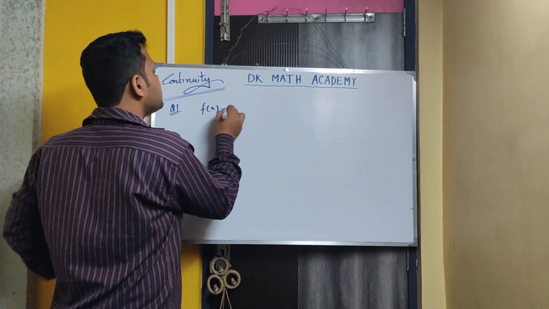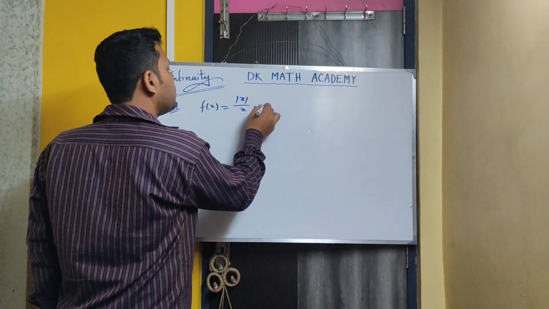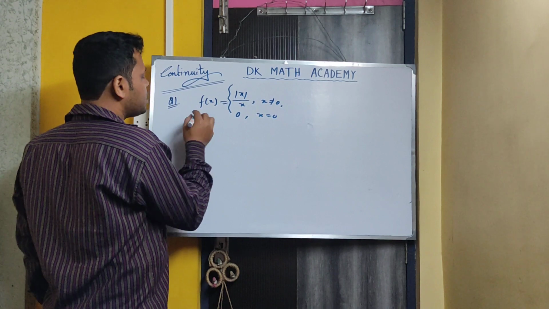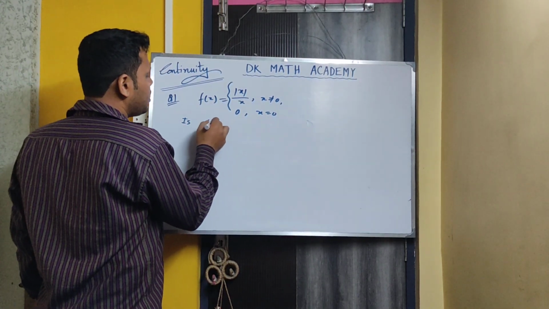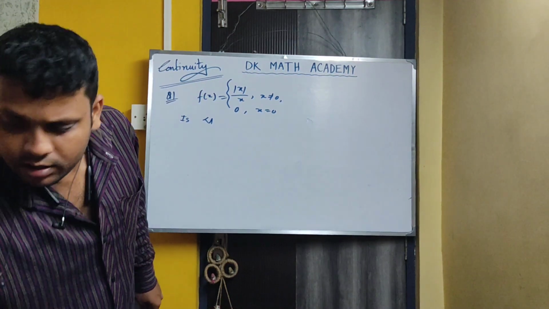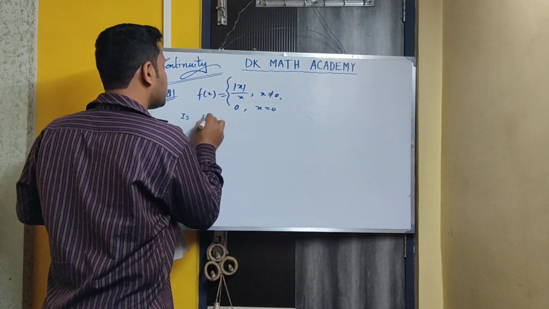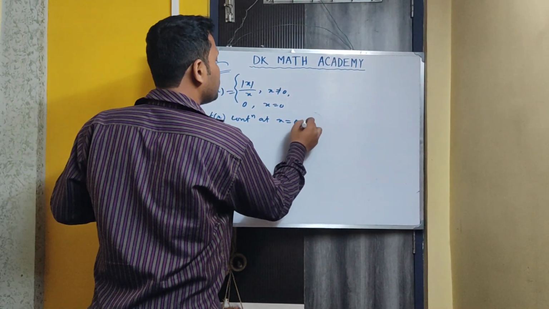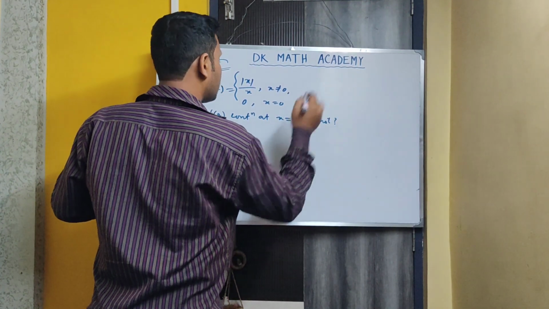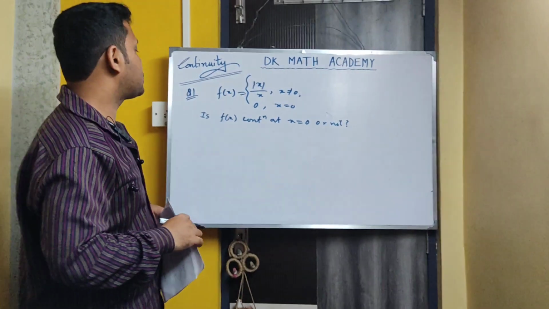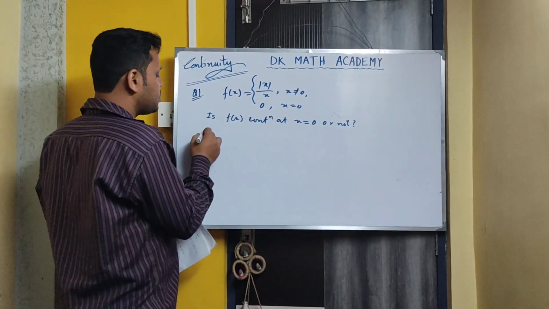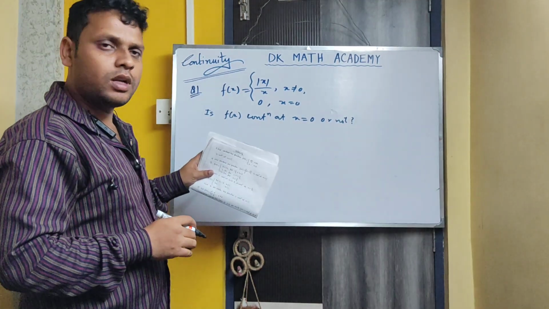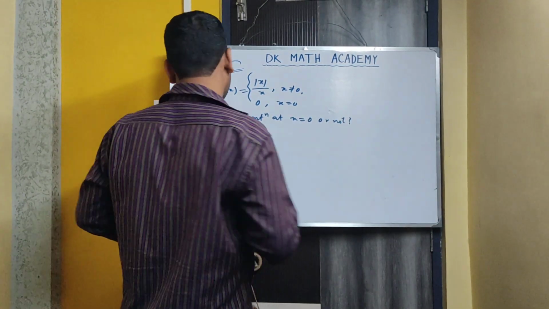Suppose a function f(x) is defined by |x|/x for x not equal to 0, and 0 when x equals 0. Then our question is: is the function f(x) continuous at the point x equals 0 or not? This will be discussed. Actually, the limit as x tends to 0 of f(x) will not exist here.